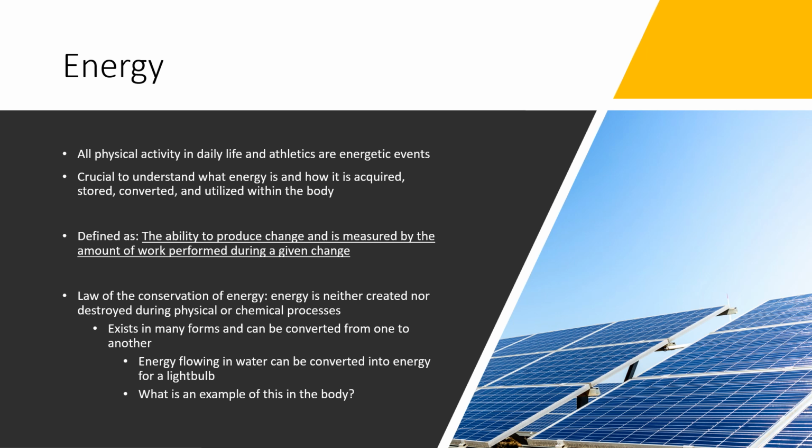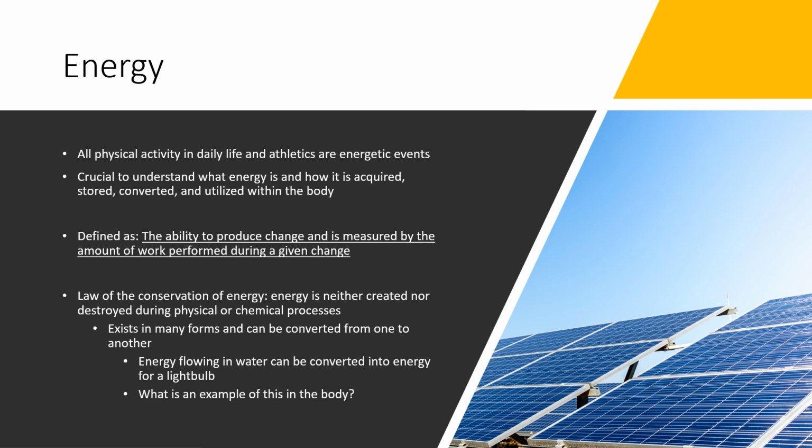So to start, we need to go over the law of the conservation of energy. This law states that energy is neither created nor destroyed during physical or chemical processes. This means that energy exists in many forms and can be converted from one form to another. An example of this would be energy flowing in water. It can be converted to energy for a light bulb, like in a water mill or a windmill, that sort of a thing. So energy can go from the sun and a solar panel to power our lights.